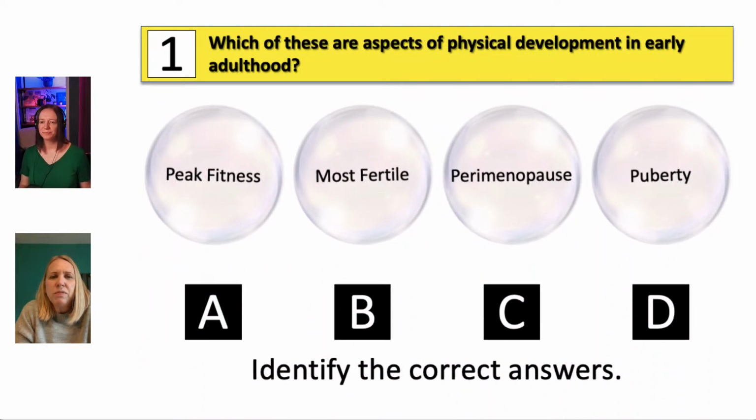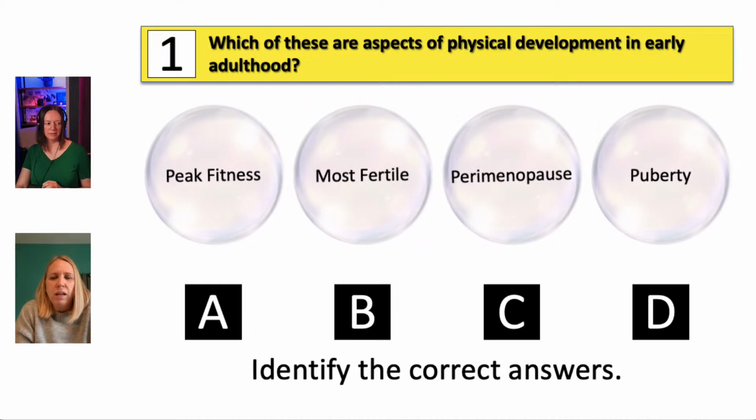Yeah, brilliant. So which of these are aspects of physical development in early adulthood? So you could write in the chat A, B, C, or D, and it could be more than one. So we're thinking about physical development in early adulthood. So which of these are you thinking relate to that time? I'm thinking it's not puberty because we talked about it earlier. Maybe not perimenopause because we've just been talking about that happening more in middle adulthood.